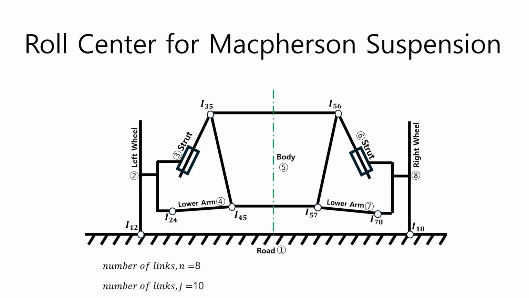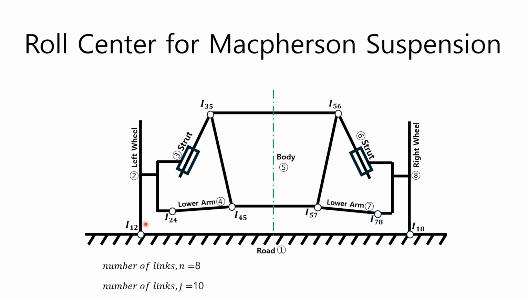Now that we understand the sliding joint, let's find the roll center of the Macpherson suspension. The Macpherson suspension has 8 links and 10 joints, just like the double A-arm suspension. Except for the upper arm of the double A-arm being changed to a strut, all other links are the same. The procedure for finding the roll center of the Macpherson suspension is the same as that of the double A-arm suspension.